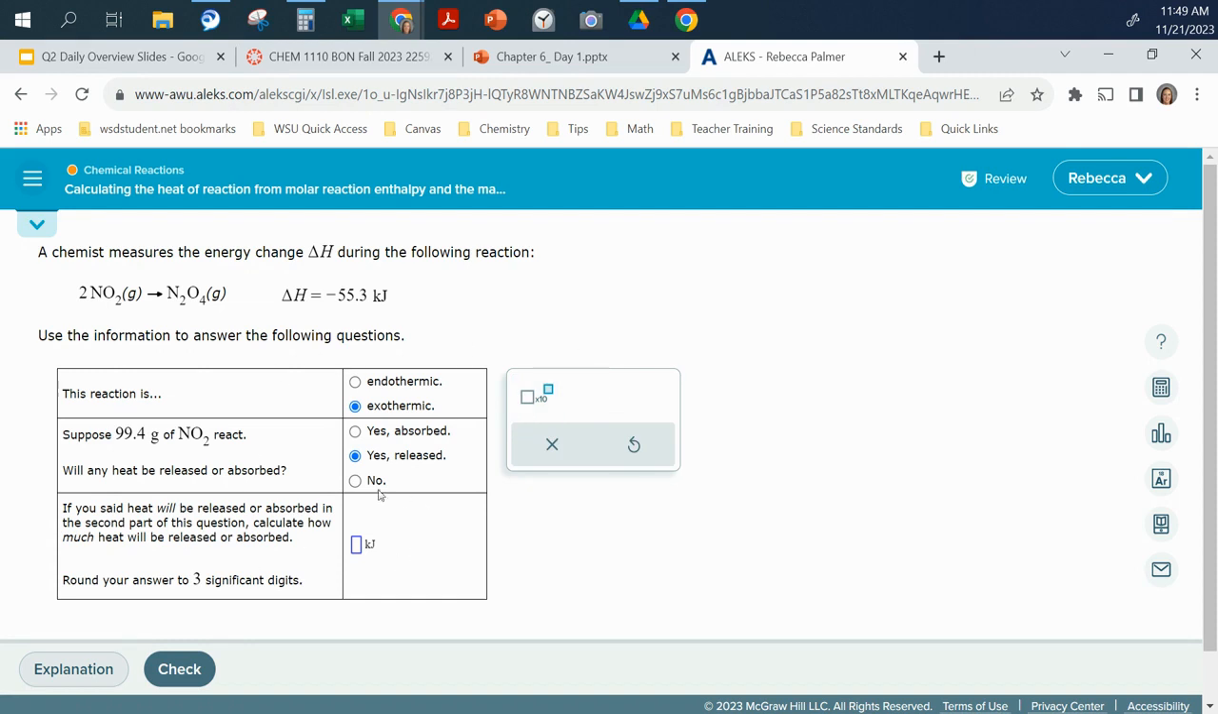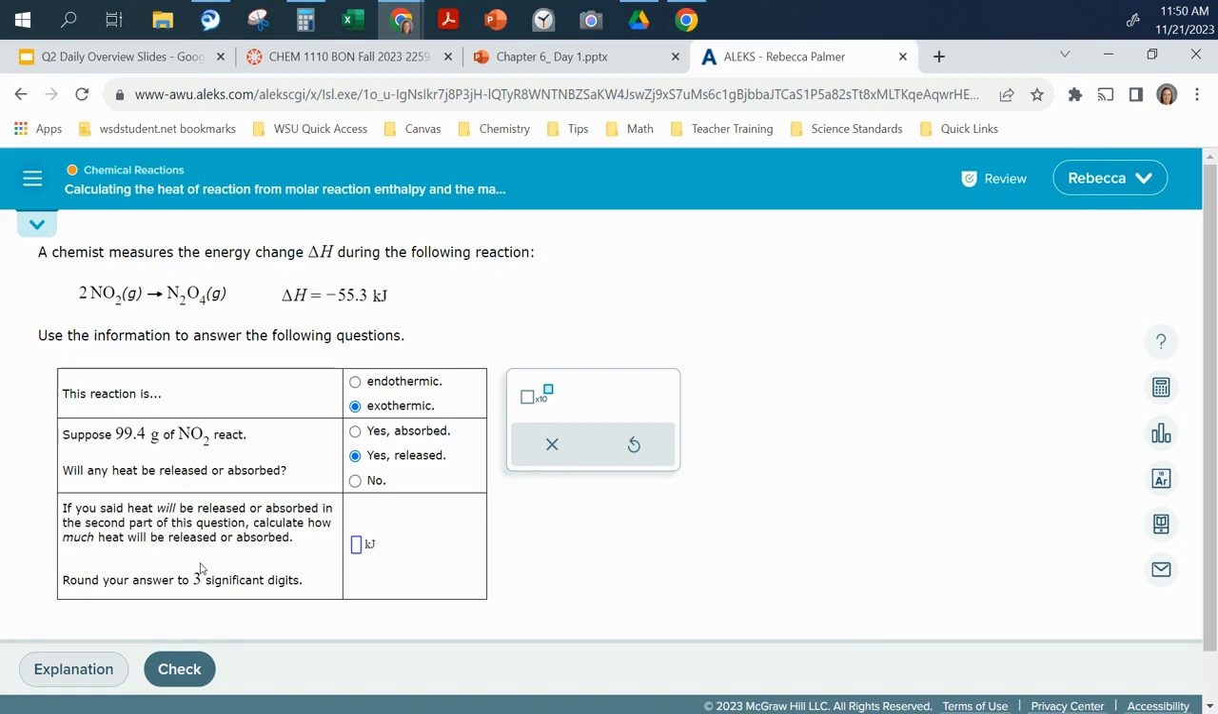Okay, then this is the tricky part. We have to figure out how much energy is released. So we have to use chapter 5 information to do this problem. So let's go over here. This one says, if you said heat will be released, you better say yes. Then you're gonna answer this question: calculate how much heat will be released or absorbed. Round your answer.